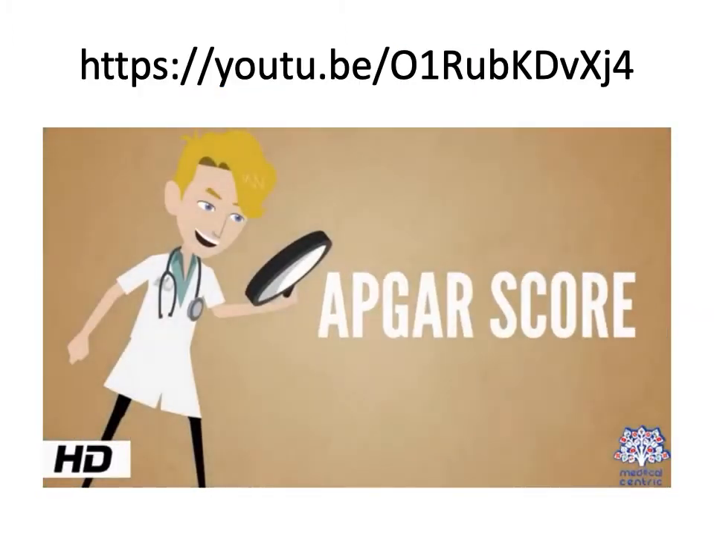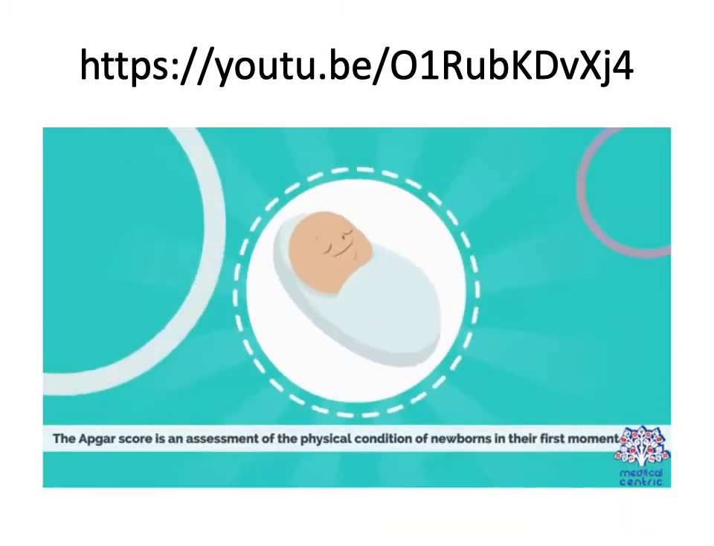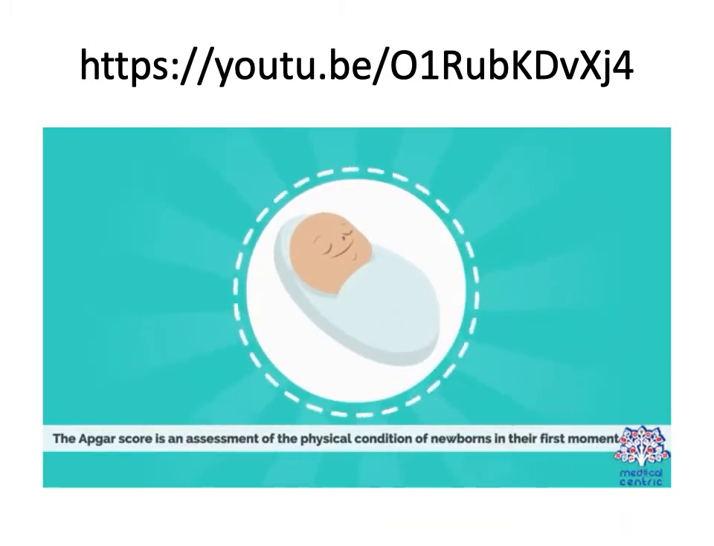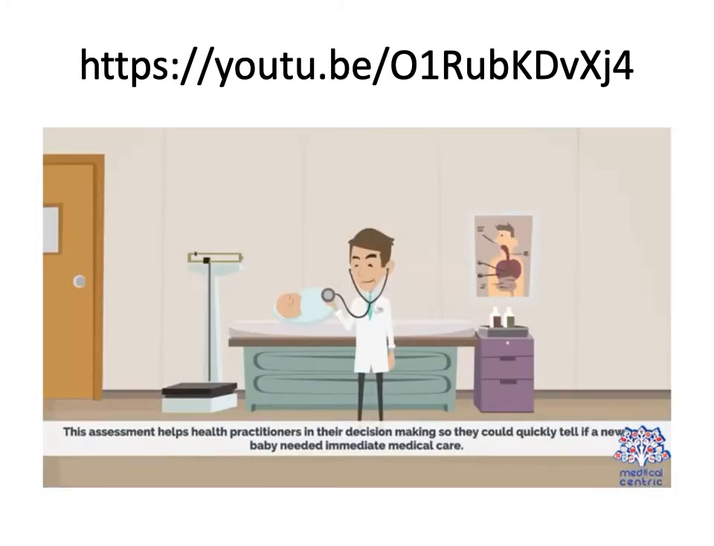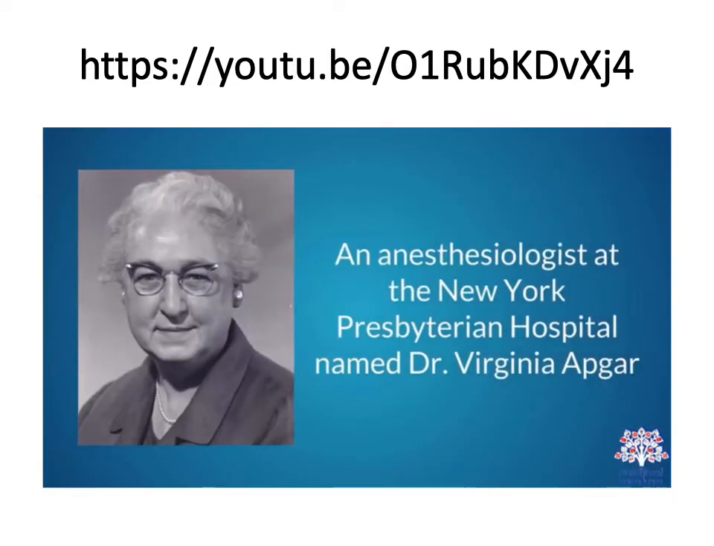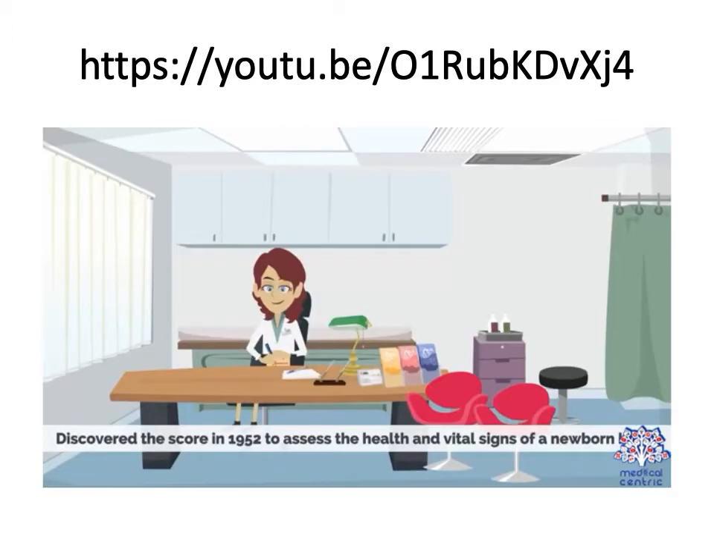Today's topic is Apgar score. The Apgar score is an assessment of the physical condition of newborns in their first moment of life. This assessment helps health practitioners in their decision-making, so they could quickly tell if a newborn baby needed immediate medical care. An anesthesiologist at the New York Presbyterian Hospital, named Dr. Virginia Apgar, discovered the score in 1952 to assess the health and vital signs of a newborn baby.